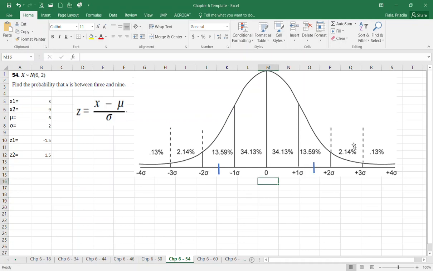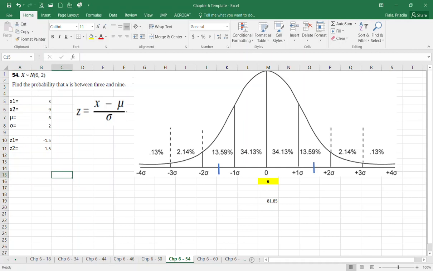Remember your mean right here, it will be 6. And then we're doing 1.5 standard deviations above and 1.5 standard deviations below. And I want the percentage between these values right here, both z-scores, the minus and the positive. I can even move it higher right here.